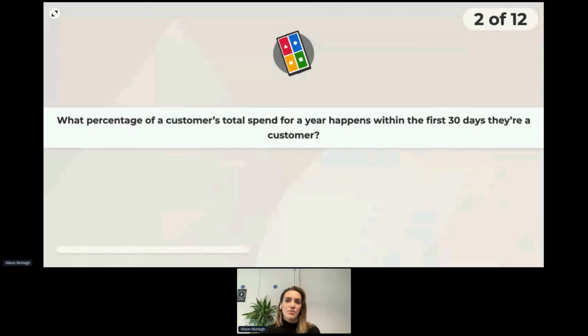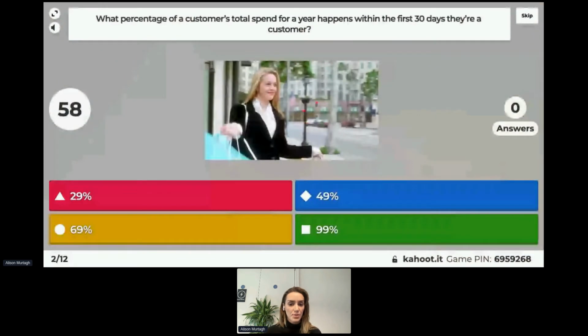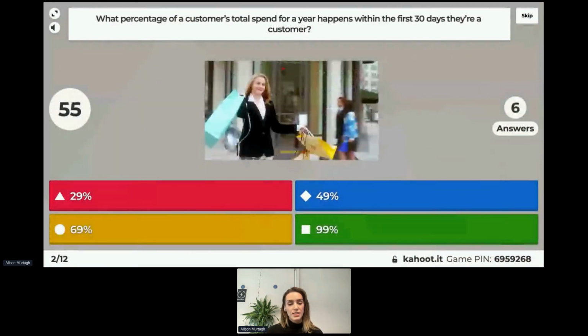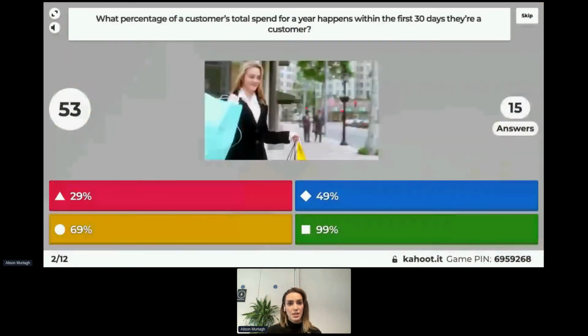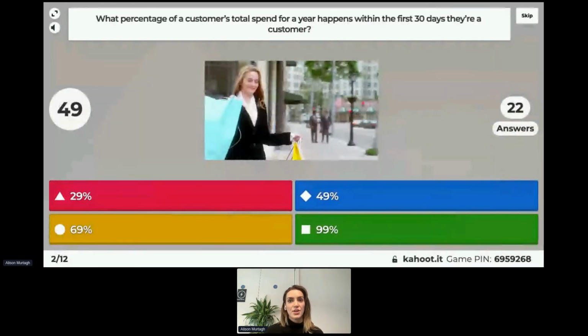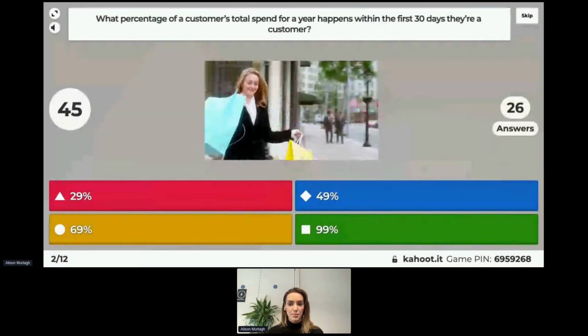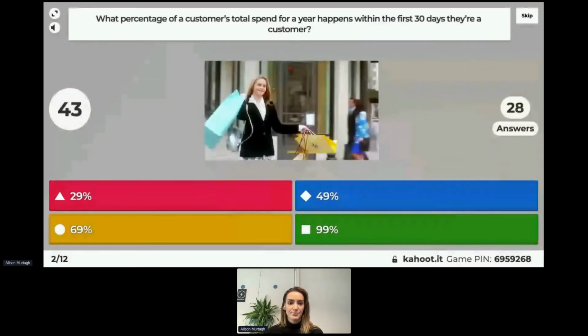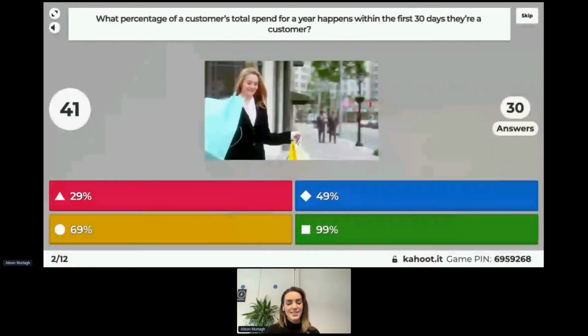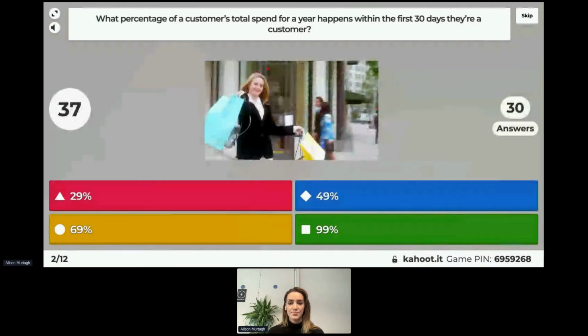What percentage of a customer's total spend for a year happens within the first 30 days they're a customer? Is it 29%, 49%, 69%, or 99%?